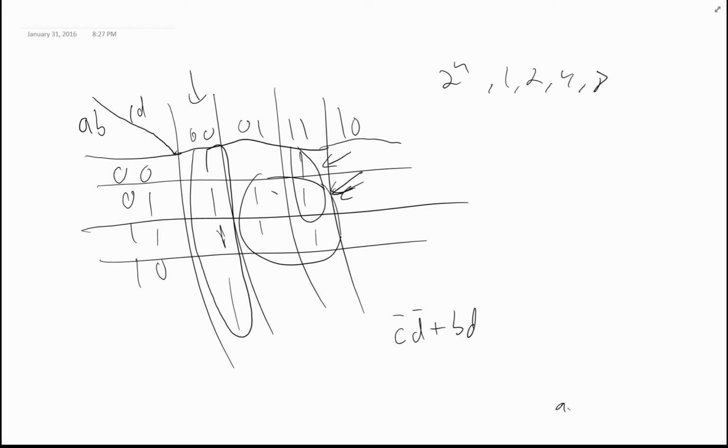Alright. 0, 0, 1, 1 and 0, 1, 1, 1. Which are the ones that stay constant? These guys. And which ones were they? They were C and D.